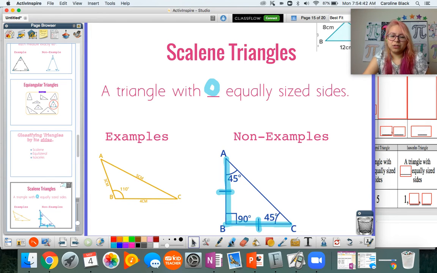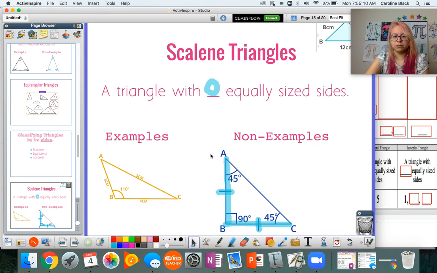They can be equal to any number that we don't know. They can be equal to 2 centimeters or 8 meters, who knows? But the tick marks mean that they are equal lengths. So those 2 sides are equal. But in a scalene triangle, none of the sides have to be equal. So this is not a scalene triangle. It has 2 sides that are equal.